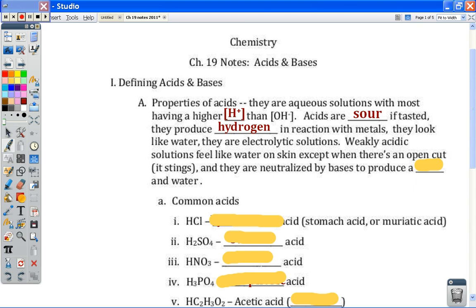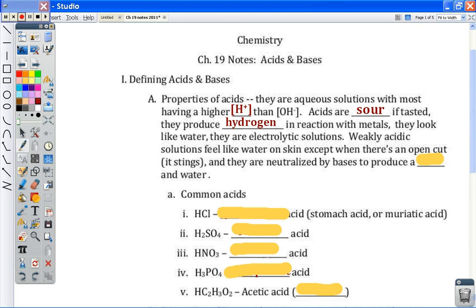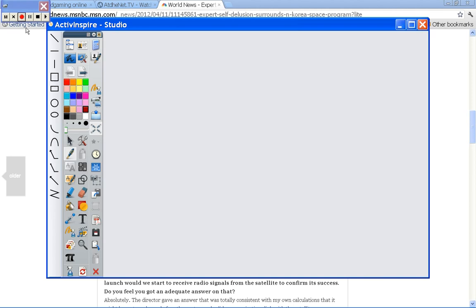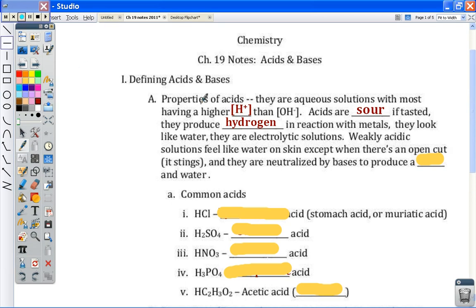Now, electrolytic means that they are electrolytes and they can conduct electricity through the solution itself. You may have heard of electrolytes. That's the whole Gatorade idea. Yes, Gatorade has some components that would originally have come from acids.